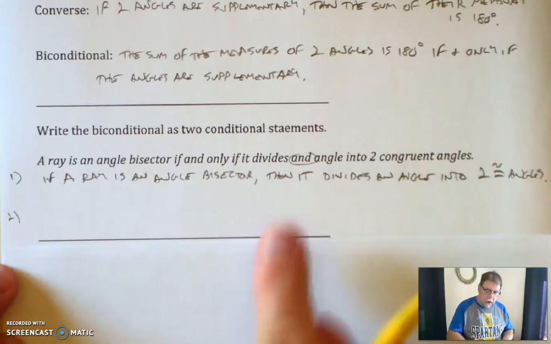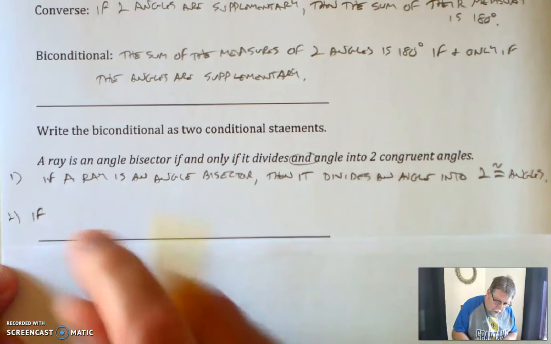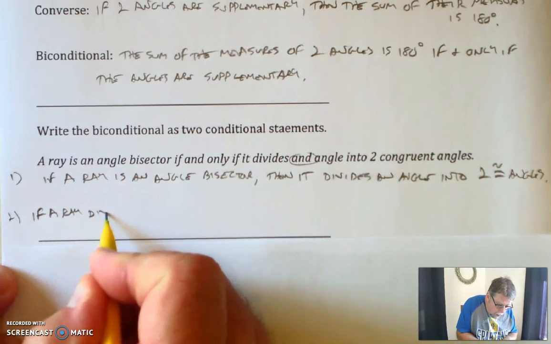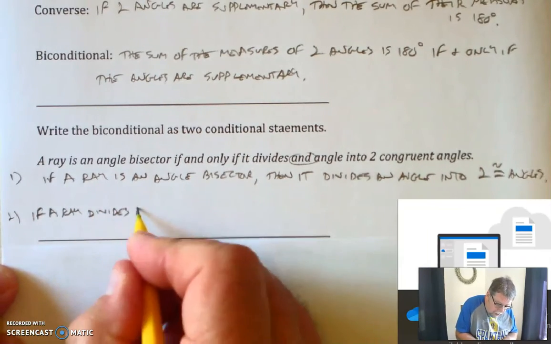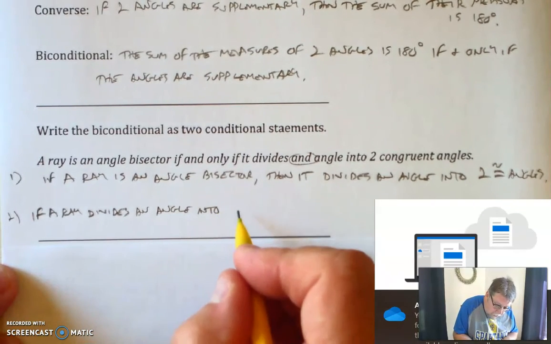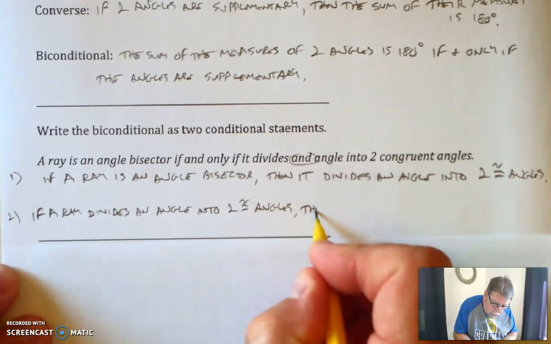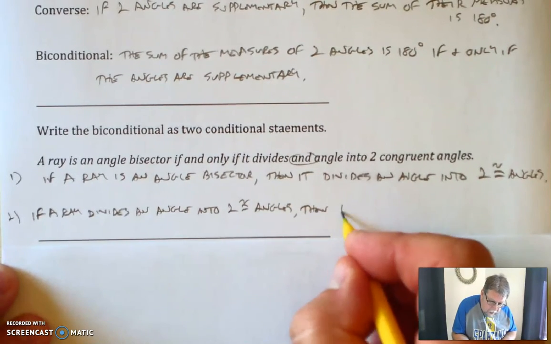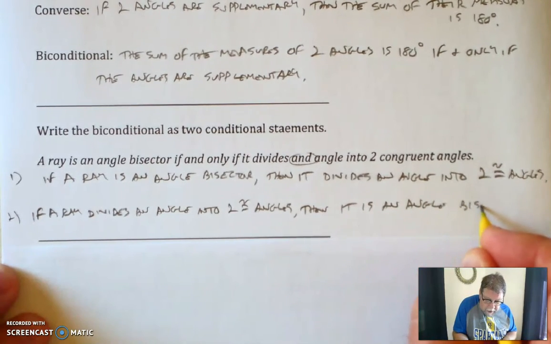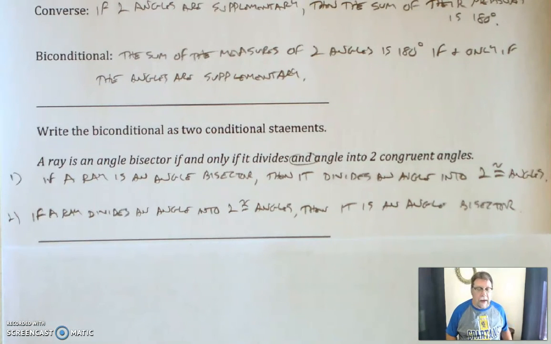The second one would start with this part as the hypothesis. Now we're talking about a ray dividing, so we're going to say if a ray divides an angle into two congruent angles, then it is an angle bisector. And that would be the other conditional statement that you can write from the biconditional statement.